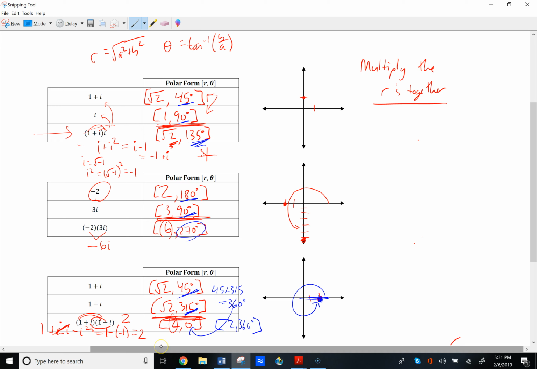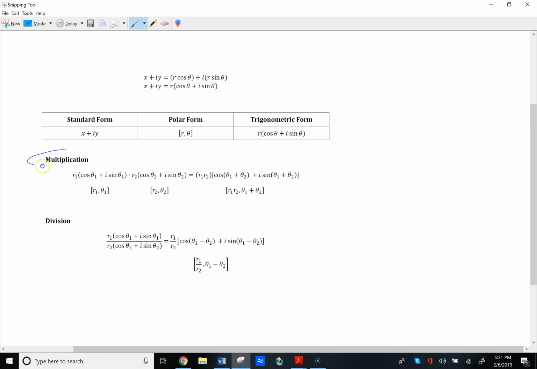Okay, so the moral of the story is we get to add the theta values together and multiply the r's together. So let's look real quickly at the back. Flip this thing over for a second. Look at the back of your worksheet. So I want to focus on this rule right here.